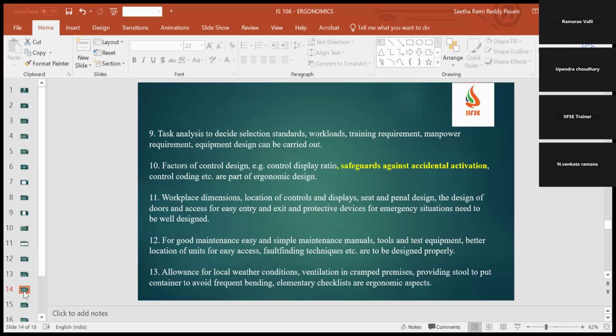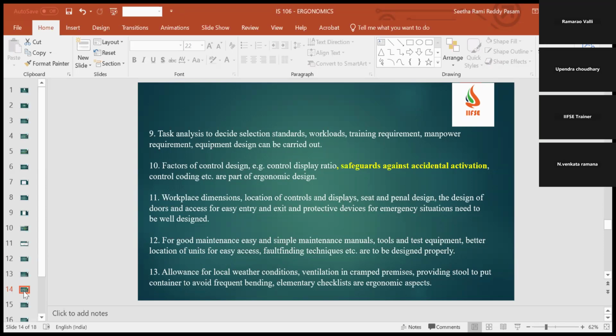Then factors of control design. When we say control design, there is the control display ratio, on what angle you are displaying your controls. Then safeguards against accidental activation. Then control coding, etc. Apart from the ergonomic design.